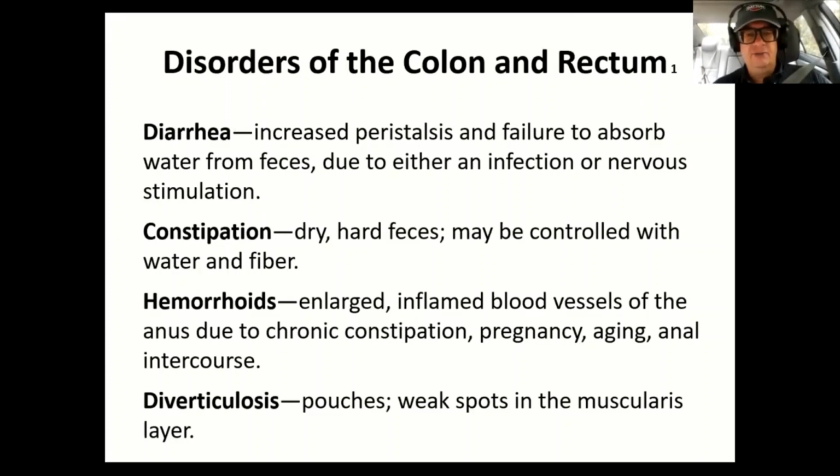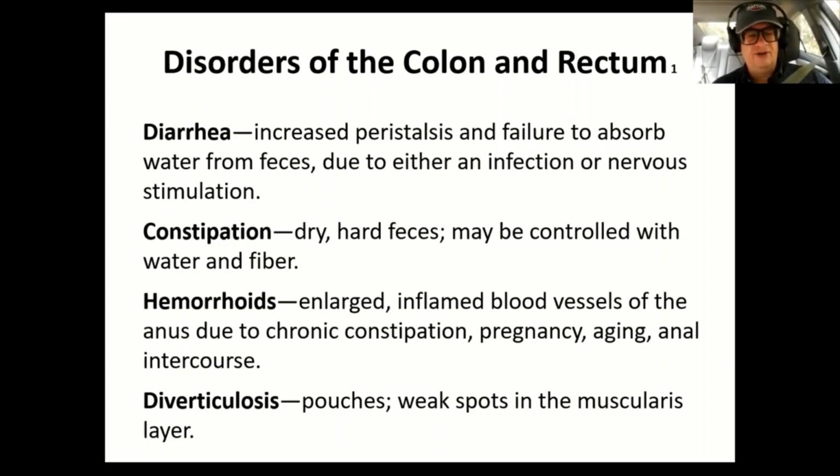Diarrhea is when we move things through faster, have more peristalsis, spend less time in the large intestine, so we don't absorb water out. This could be because you have an infection or some type of nervous stimulation. Constipation, your feces are too hard, too dry, probably spending too much time in the intestine. But we can use water and fiber, which stores water, to make the feces a consistency that's easier to pass.